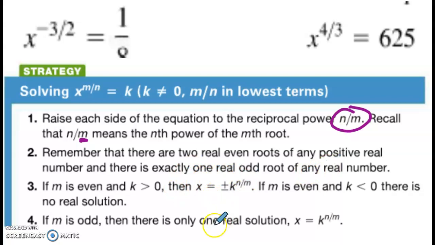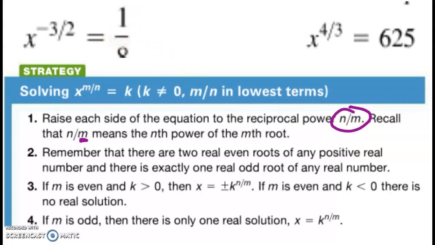There's just 1. If m is even and k is bigger than 0, then we have the plus or minus. If m is even and k is less than 0, well, then I'm taking the square root of a negative, or a 4th root of a negative, and that's going to be no real solution. Okay, if you want to put the i in there, you can, but right now we're wanting real solutions. And if m is odd, then there's only 1 real solution.